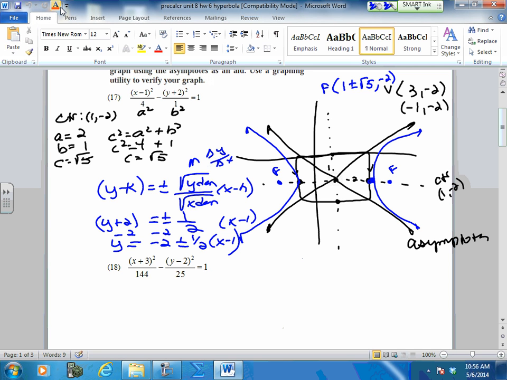Okay? So now we know all your pieces for your hyperbola. Center, vertex, it has no co-vertex. We just use that to make our box, our rectangle. Equations for your asymptotes. Your foci points outside of your box. That's why we say c squared equals a squared plus b squared.